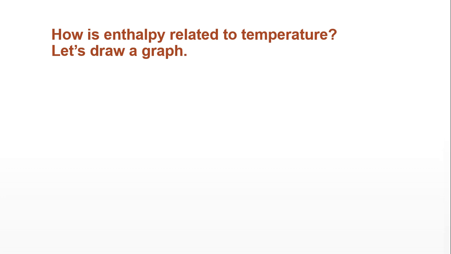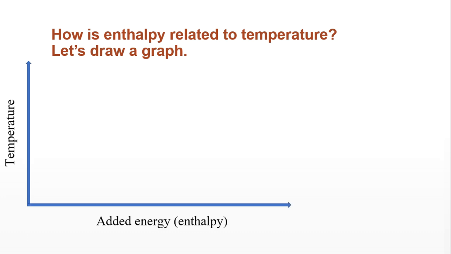So, enthalpy and temperature, they're not the same. One denotes energy content within a system. The other is a measure of kinetic energy of particles. So let's look at a system where we slowly increase the temperature, and let's see how that relates to the enthalpy. So let's have temperature on the y-axis, and then we have the energy we add over time, the enthalpy, on the x-axis.